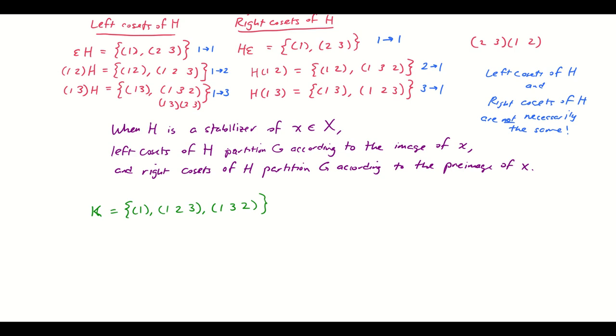This time, if I construct left cosets of K and right cosets of K, I claim that I can know without even doing any real work that these are going to be the same, but we'll see why in just a minute.